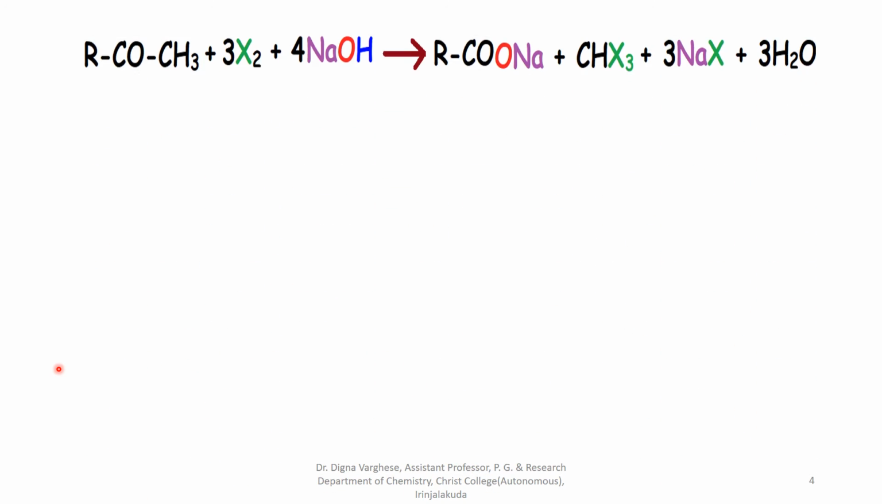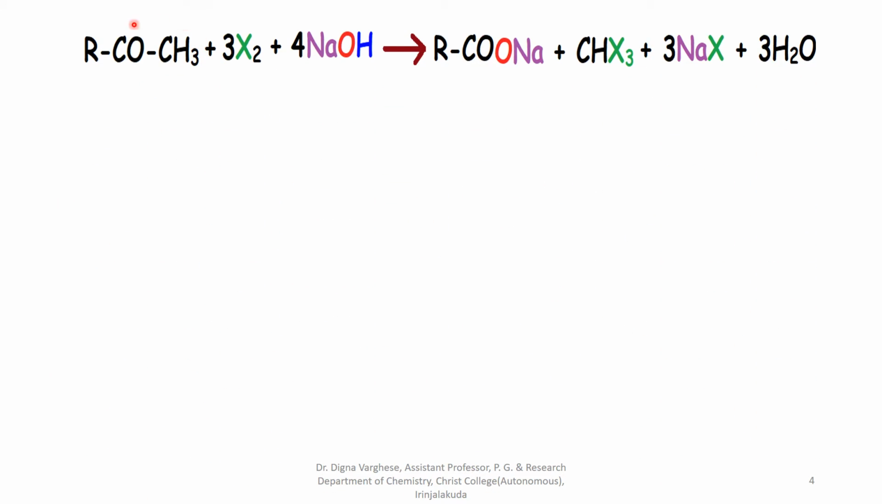Here we are discussing some examples. We know the general haloform reaction: methyl ketone reacts with halogen in the presence of alkali to give sodium carboxylate and the haloform, sodium halide and water. We know the halogen may be chlorine, bromine or iodine and not fluorine, because fluoroform is not formed by this reaction.